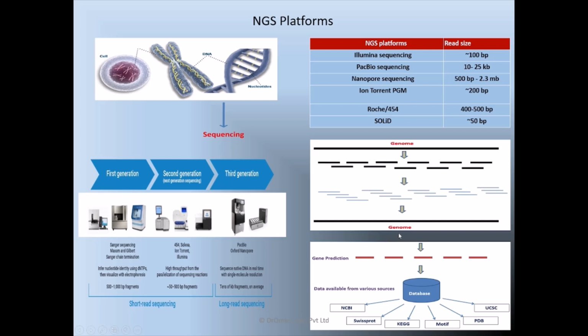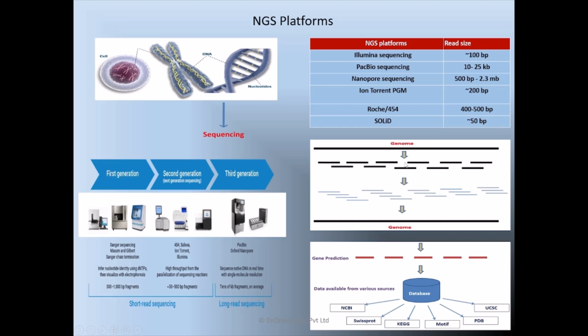So now let's see exactly how we can perform NGS. Let's take the example of human DNA. Say we have isolated the DNA or RNA. Once we isolate the DNA, we have to convert this DNA into small fragments.